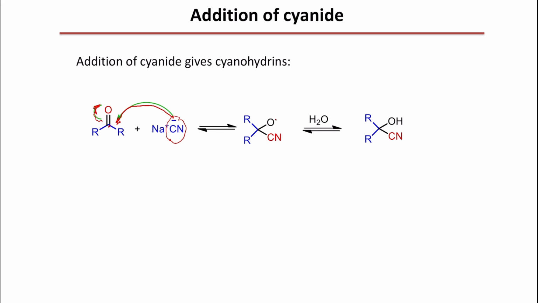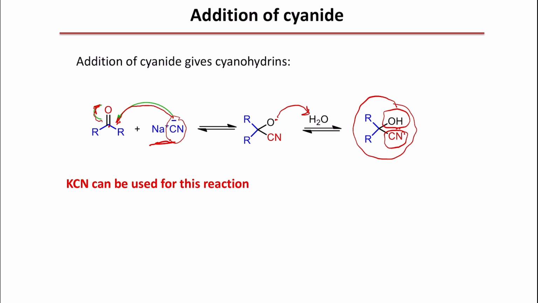Then the intermediate, with a negative charge on the oxygen, will attack the water or the solvent and take a proton from the water, and that will give you the product. This product is called cyanohydrin. So cyanohydrin has the cyanide group here, and the oxygen with the added hydrogen. You can use either, as we said, sodium cyanide or potassium cyanide. Potassium cyanide is very commonly used in this reaction.